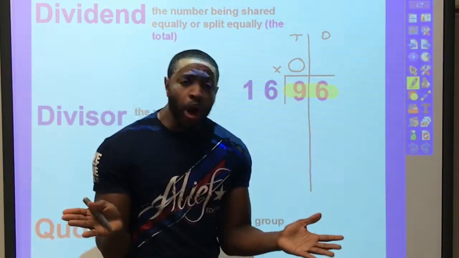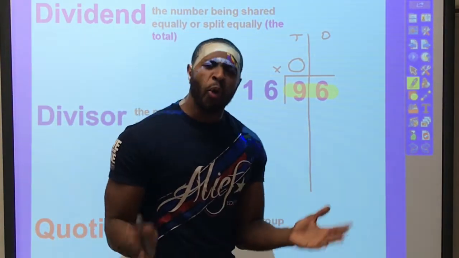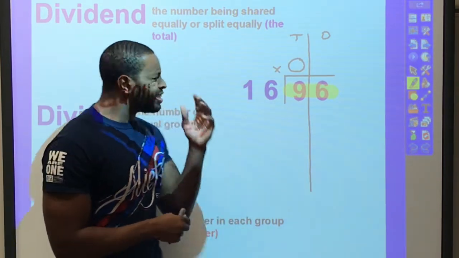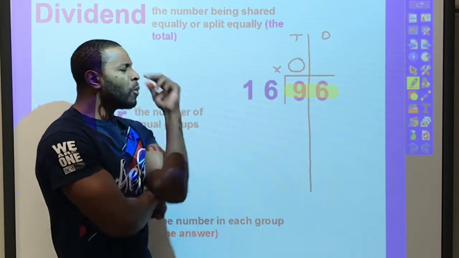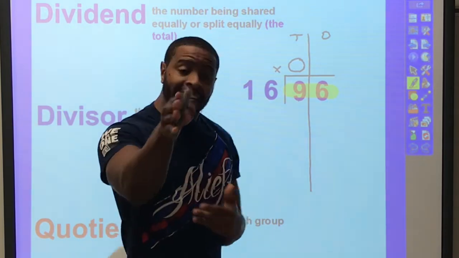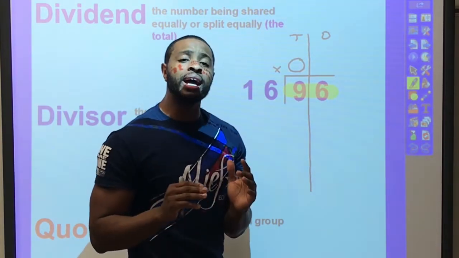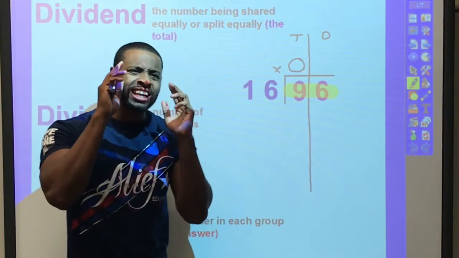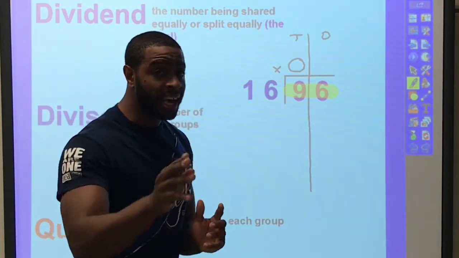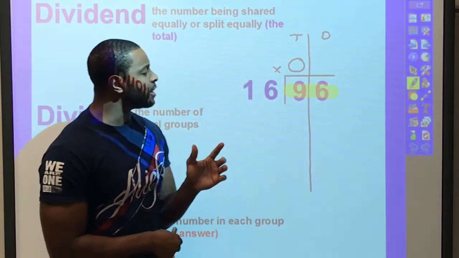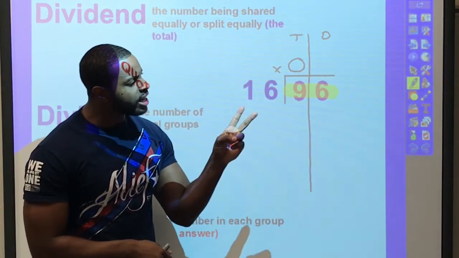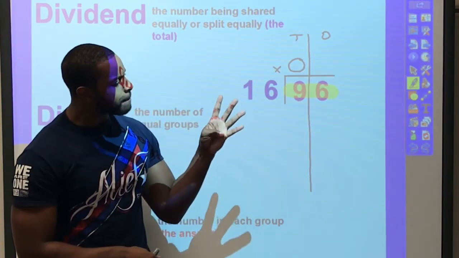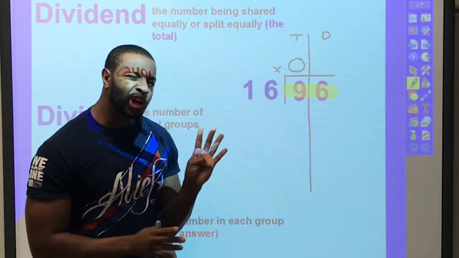Well, I don't know my 16 times tables. So what do I have to do? What can I do? I can estimate. This is where estimating comes in handy. So I know that 16 is closest to 20. And I can count by 20s. So let's see. 20, 40, 60, 80. That's about 4. 80 is kind of close to 96.